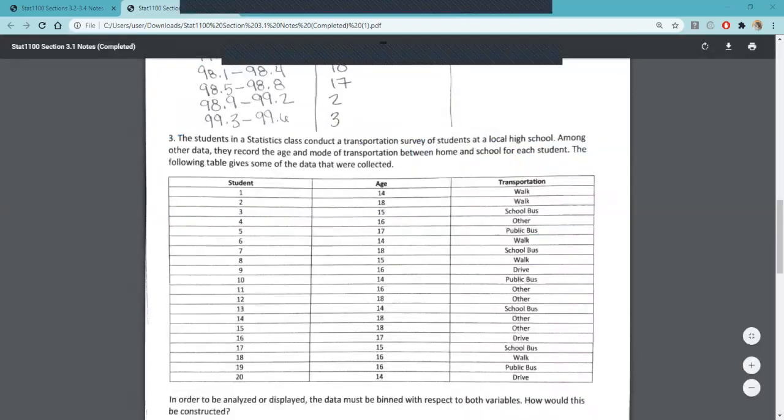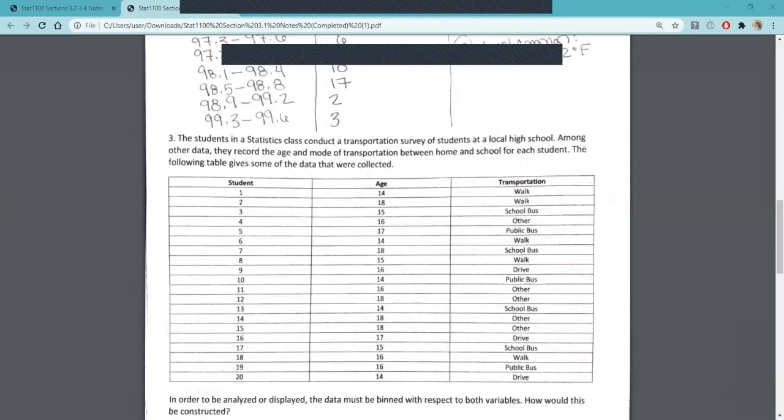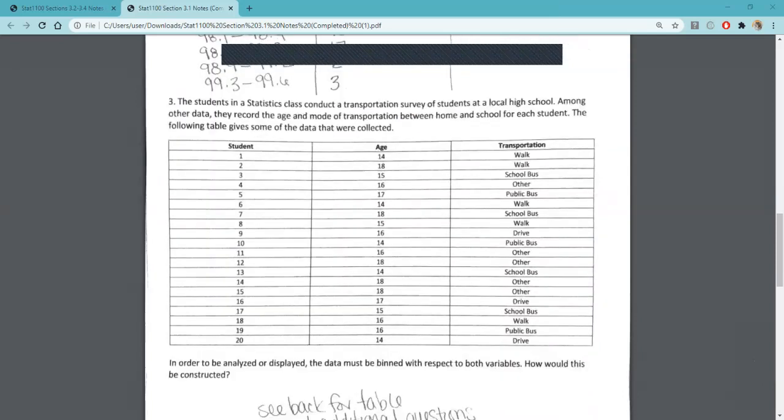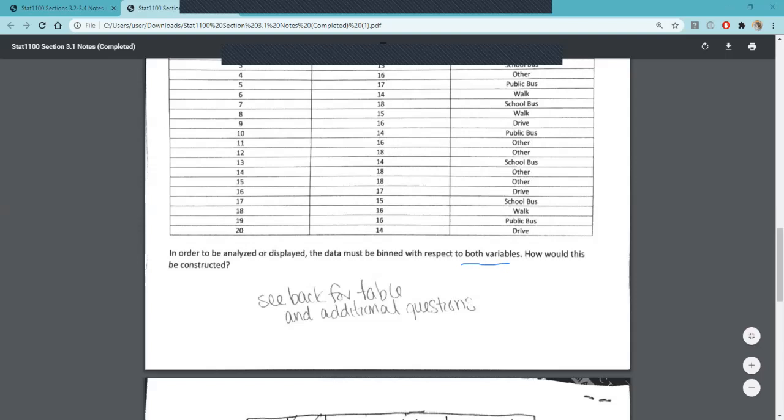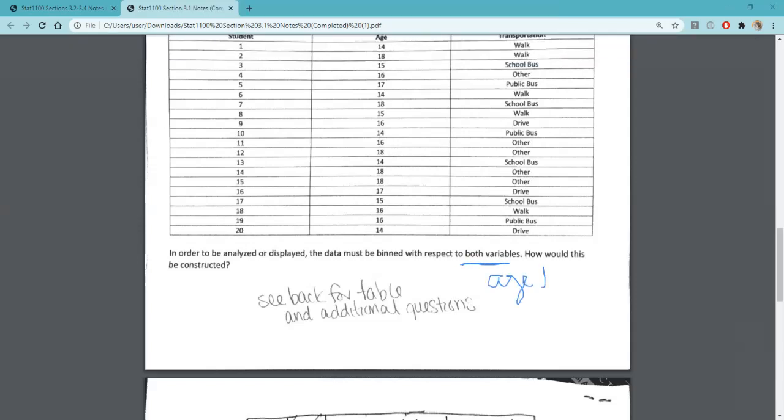Let's look down at 3. So here, we're looking at a local high school, and we're recording the age and the mode of transportation for that student. And we have that data listed. In order to be analyzed or displayed, the data must be binned with respect to both variables. So we need to have it organized where we can see age and transportation. The main reason why I brought this up here is because we will work a lot with two-way tables as we move on in this class. So I wanted to make sure that we could see it here.